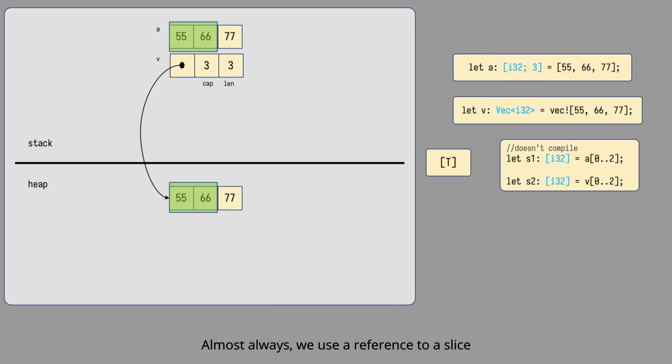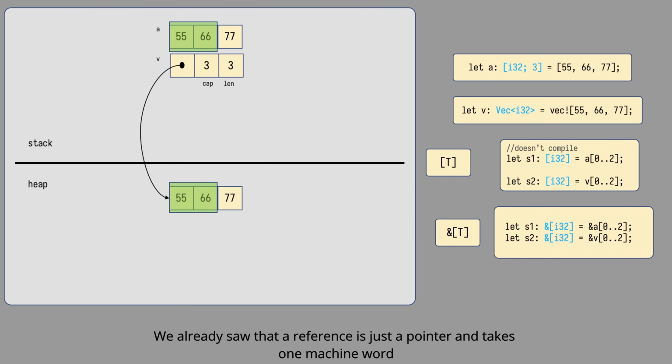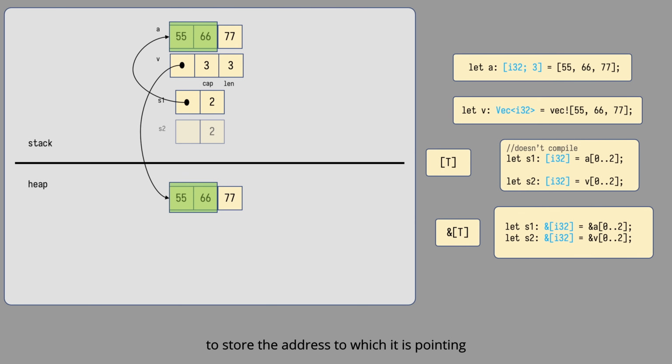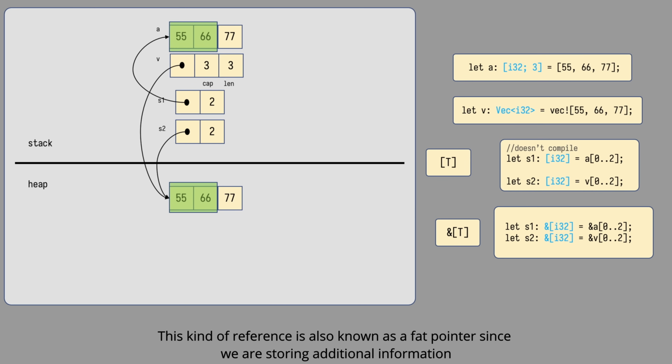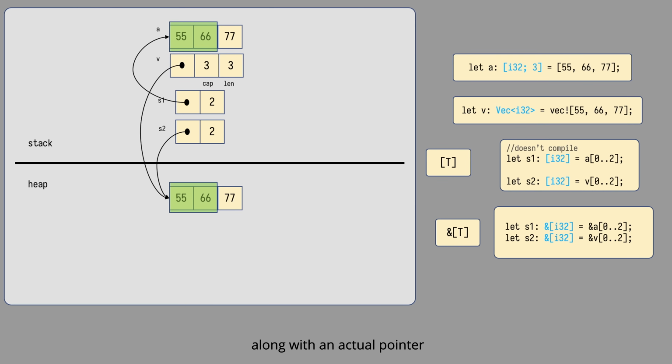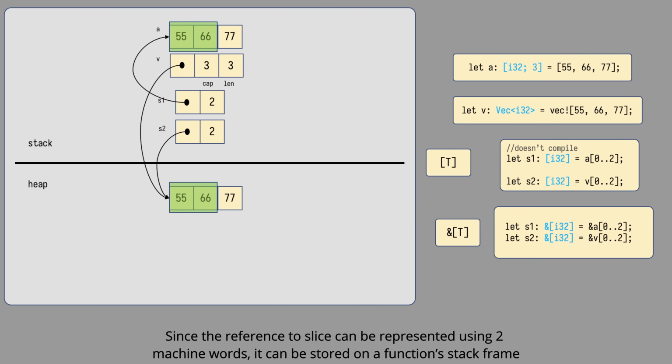Almost always, we use a reference to a slice. We already saw that a reference is just a pointer, and takes 1 machine word to store the address to which it is pointing. When you use a reference to a dynamically sized type, like a slice, Rust uses an additional machine word to store the length of the data. This kind of reference is also known as a fat pointer since we are storing additional information along with an actual pointer. Since the reference to slice can be represented using 2 machine words, it can be stored on a function stack frame.